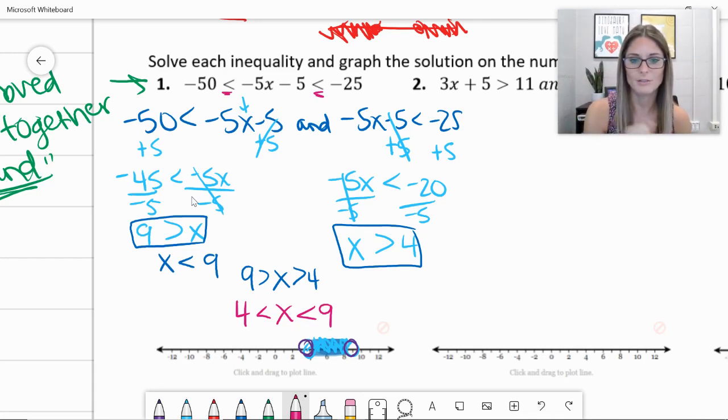I'm going to erase those lines so it doesn't look funny. So if you're going to do that, make sure your final answer has less than symbols and your numbers are from least to greatest, okay? These answers up here were perfectly fine as well. All right, let's try another one.